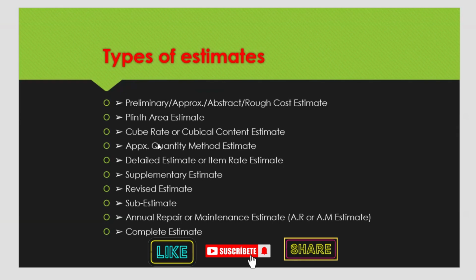Only the important types which are there are preliminary. Okay, preliminary is an important type. Then we can say detailed is there. Like we can say the primary classification is preliminary, then detailed estimate, and then revised estimate. These are the three important categories, and the rest of the categories are classified under certain categories.